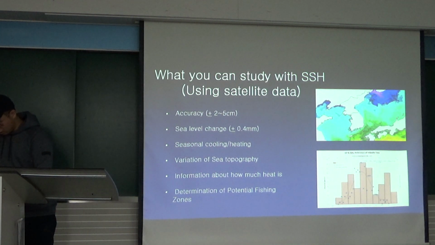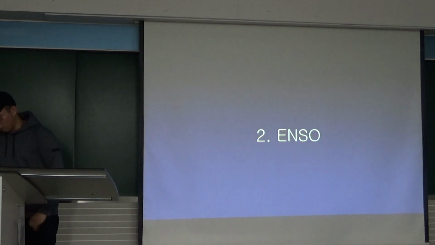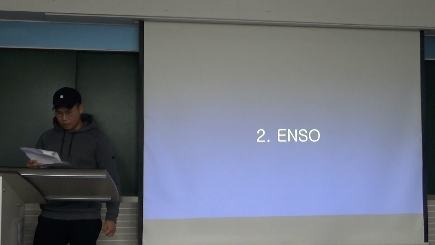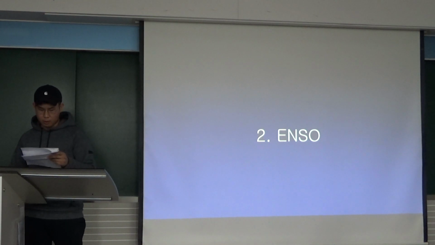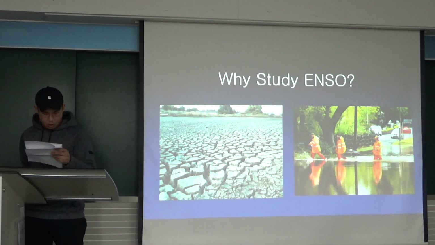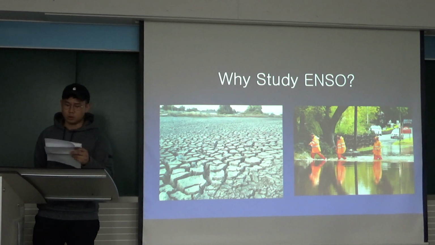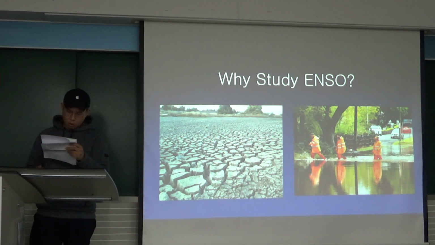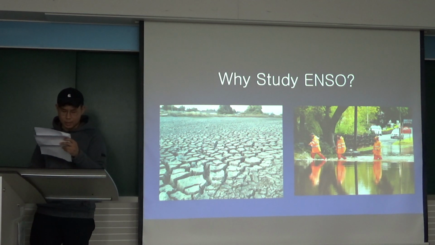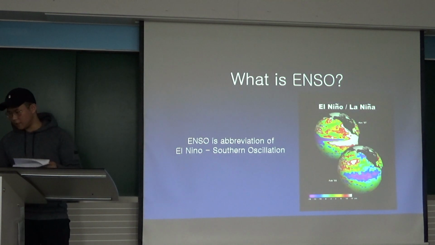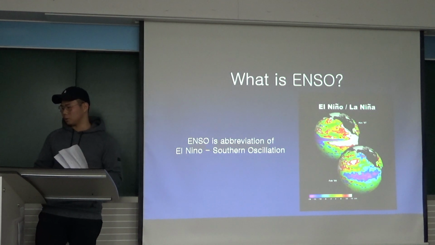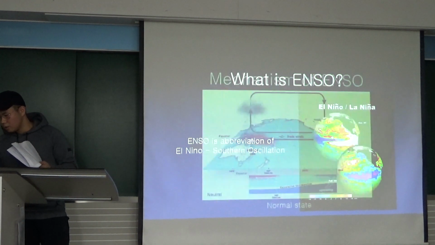And now I will explain ENSO. We have to study ENSO because it has a strong relation with weather change. The picture on the left side is drought in Australia and the other is flood in South America. These two weather phenomena are affected by ENSO. And then, what is ENSO? ENSO is the abbreviation of El Nino Southern Oscillation.